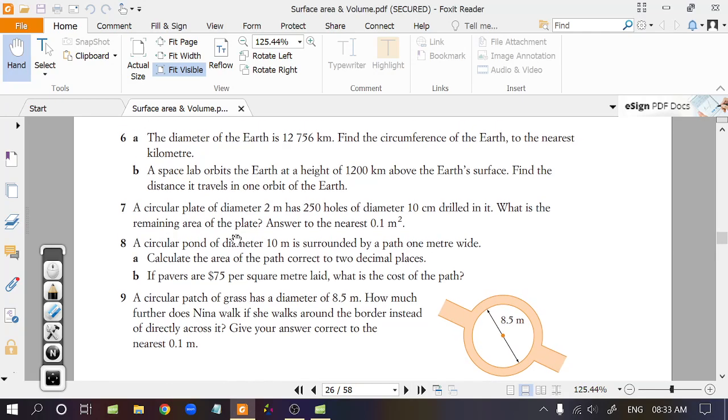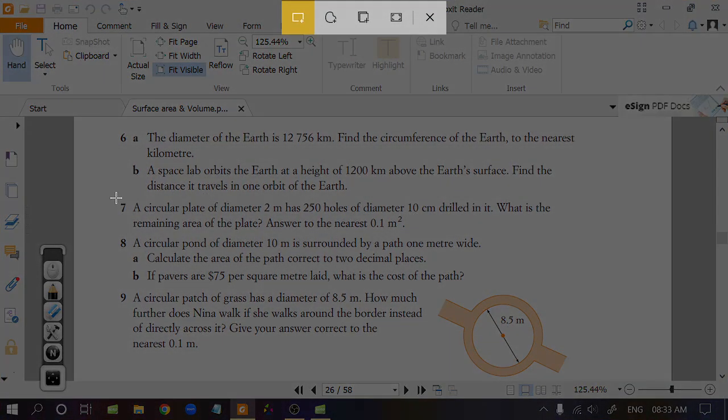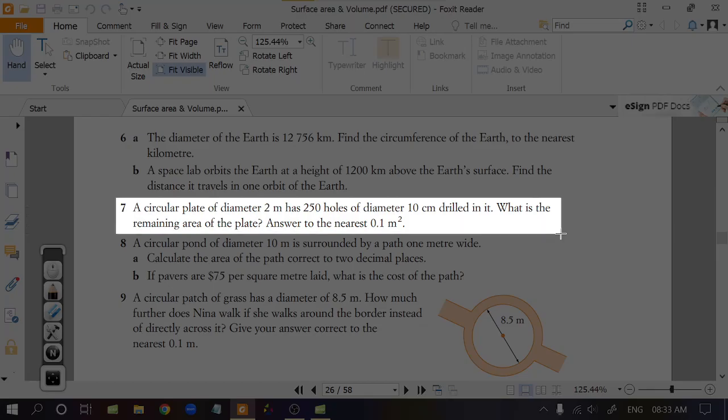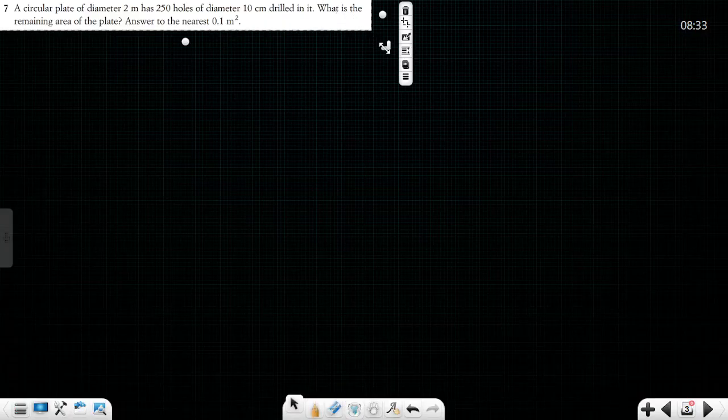I'm going ahead. Eighth one is successfully over. We are going to the seventh one.